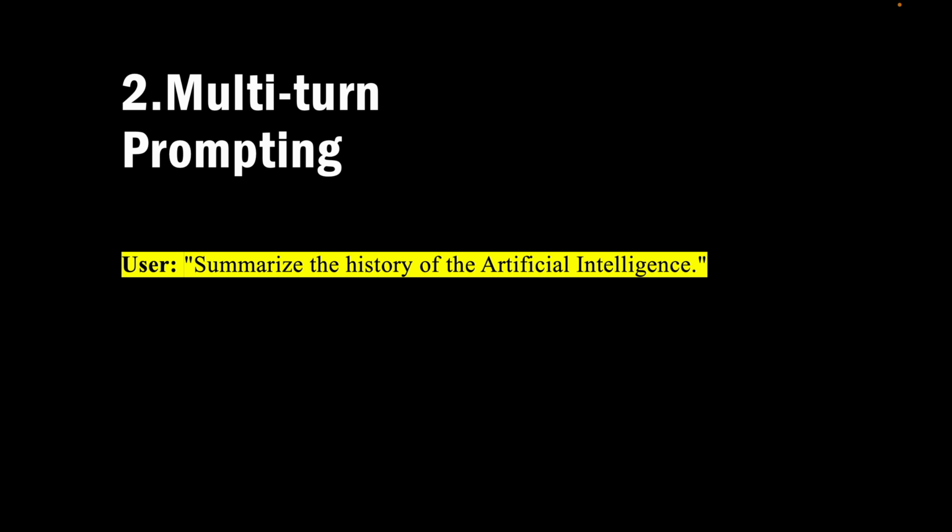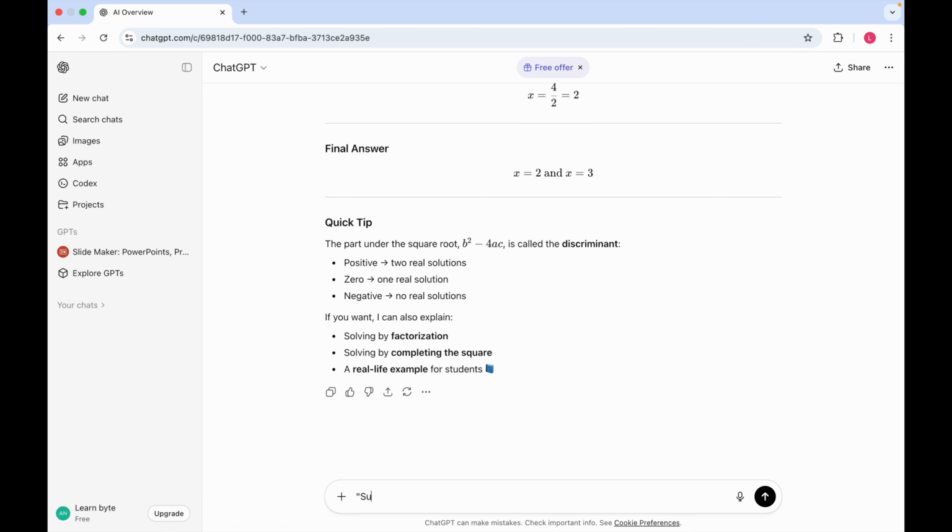Another advanced prompting method is multi-turn prompting. So, if the first response is not perfect, we refine it with another better prompt. For example, we can ask ChatGPT to summarize the history of artificial intelligence. Let's see the response. Summarize the history of artificial intelligence.